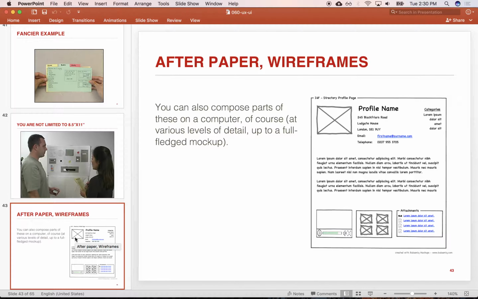If you want to go a little further, there's plenty of rapid prototyping tools out there where you can drag and drop all these widgets. And again, you can be as sophisticated as actually implementing it using just plain old HTML and Bootstrap or any of these CSS libraries.